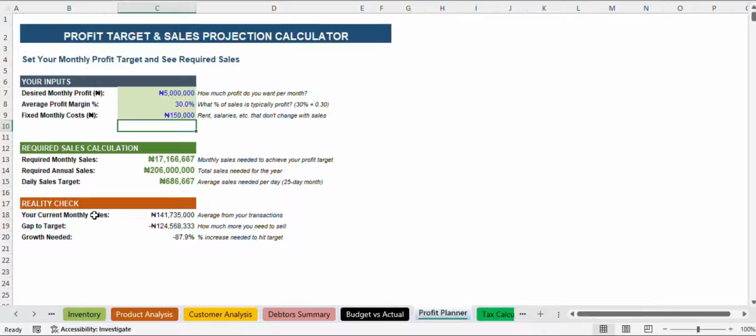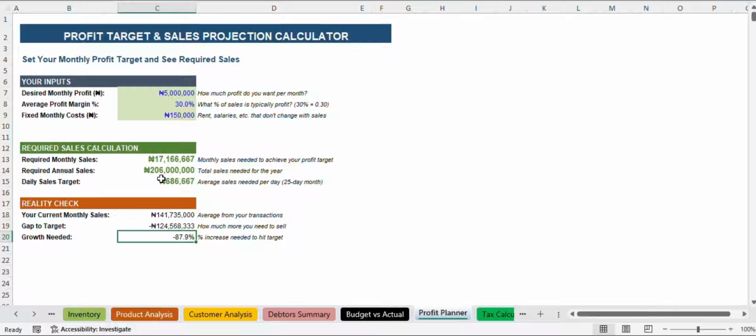Currently, this is what you are making on a monthly basis. This is your monthly base sale. And from where you are to where you want to be, this is what it is, right? That is what you need to work at. So it has brought the reality to you, from where you are to where you want to be. The reality is ever glaring.